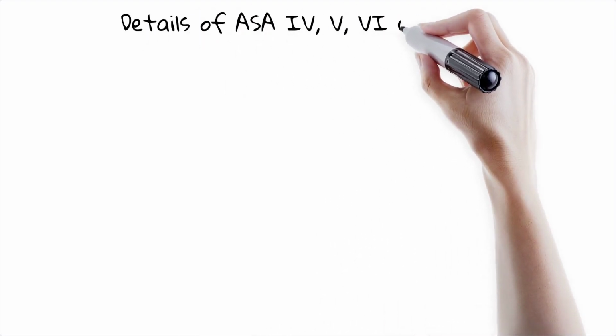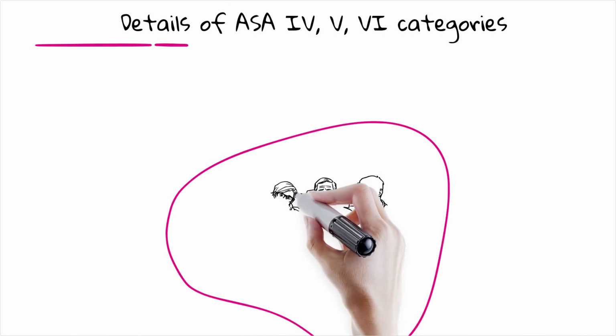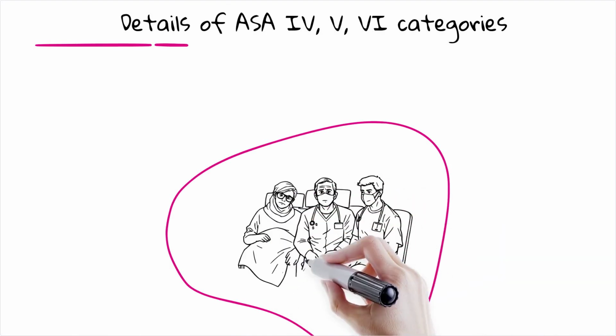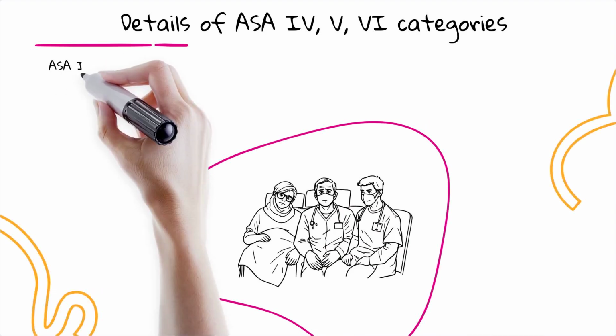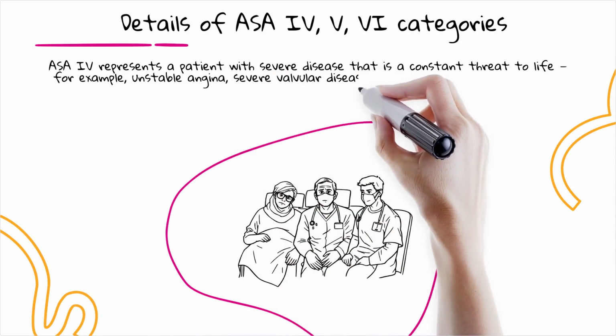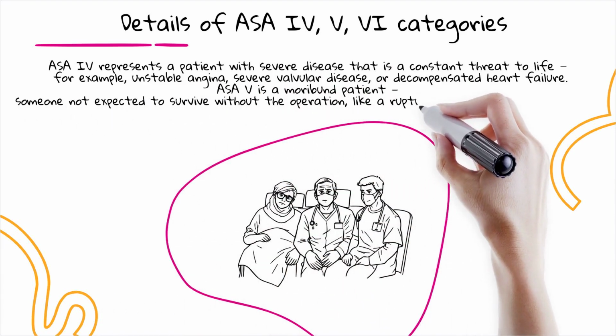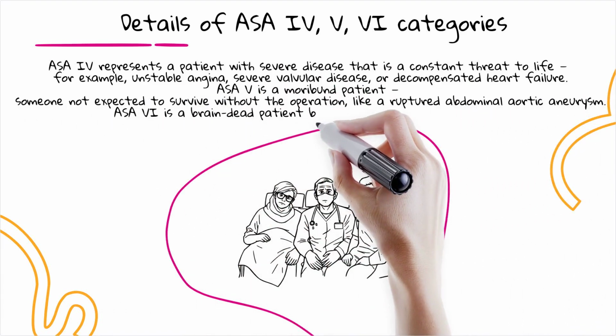ASA 4 represents a patient with severe disease that is a constant threat to life, for example, unstable angina, severe valvular disease, or decompensated heart failure. ASA 5 is a moribund patient, someone not expected to survive without the operation, like a ruptured abdominal aortic aneurysm. ASA 6 is a brain-dead patient being taken for organ donation.